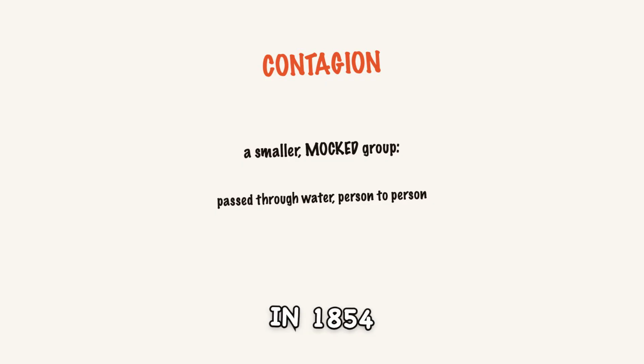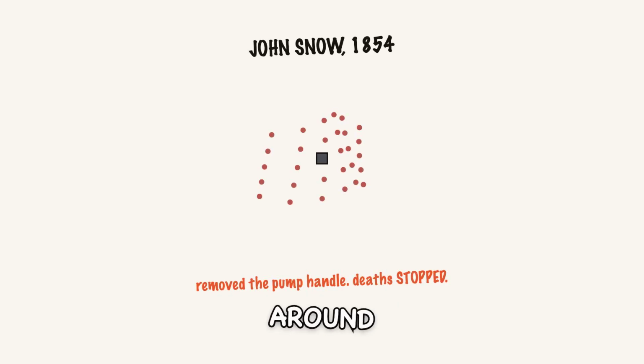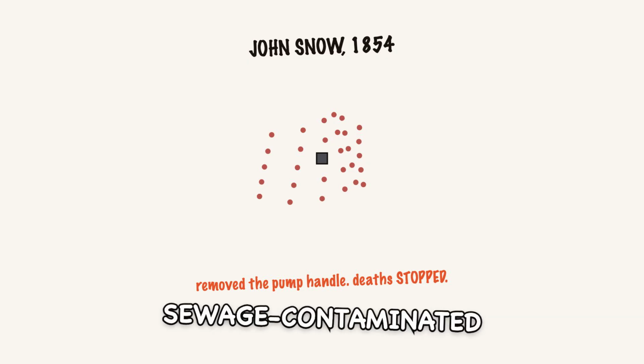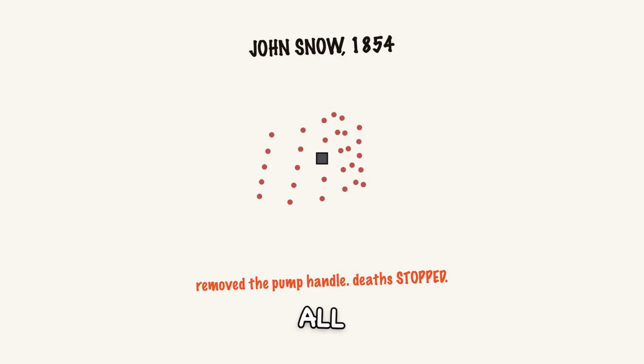In 1854, the physician John Snow mapped cholera deaths clustering tightly around a single water pump on Broad Street in Soho, London, and traced the outbreak directly to sewage-contaminated water, not bad air at all. He removed the pump handle. Deaths in that area stopped.